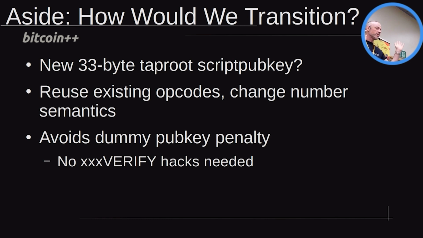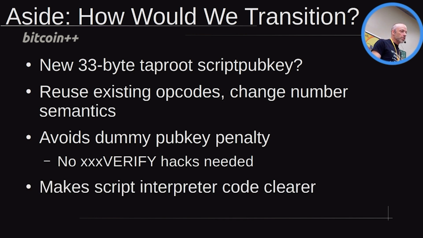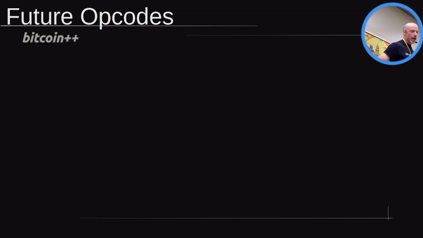And there was a whole discussion yesterday on how we could do that. But basically, you either have a raw Merkle sum in there, or you use a dummy NUMS point. It also, frankly, makes writing the script interpreter a lot clearer. You know, if you're this, you use these versions, otherwise this. So that's nice.